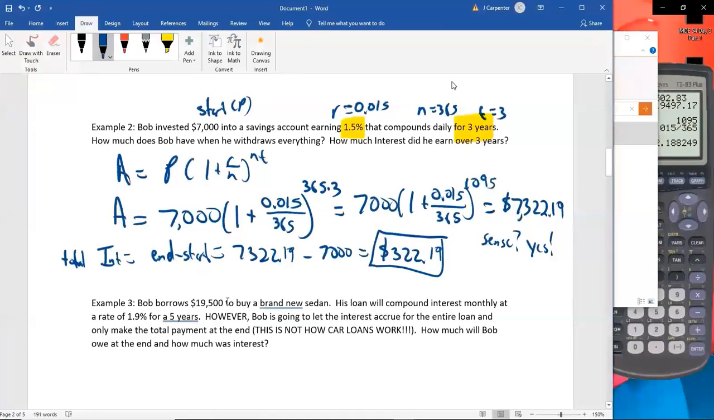So Bob borrows $19,500. Is that the starting value or is it the ending value? Well, that's what he borrowed at the start, right? So that's the start. The start is what we traditionally call P. His loan will compound interest monthly, so that says that the N is 12 at a rate of 1.9% for 5 years, which says that the R as a decimal is 0.019, and the T is 5. We got our P, we got our N, we got our R and our T. It's time to party. I know there's no N in party, but PRT. Bear with me.